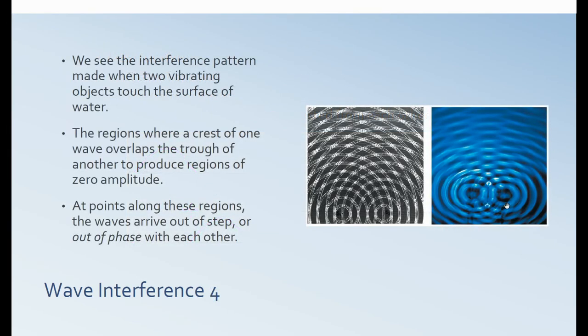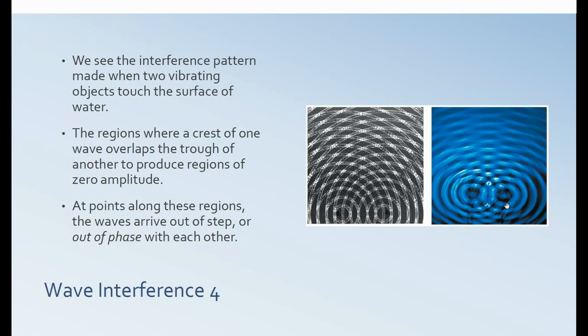We can actually see these interference patterns. Say if we have two vibrating objects, like two tuning forks, touch the surface of water, they'll create wave patterns. Each vibrating object creates its own wave pattern. And then as these waves encounter each other, if the crest of one wave overlaps the trough of another, we'll have that destructive interference, regions of 0 amplitude or no waves. And if the crest overlaps the crest of another and the trough overlaps the trough of another, then we'll have that amplitude, that constructive interference.